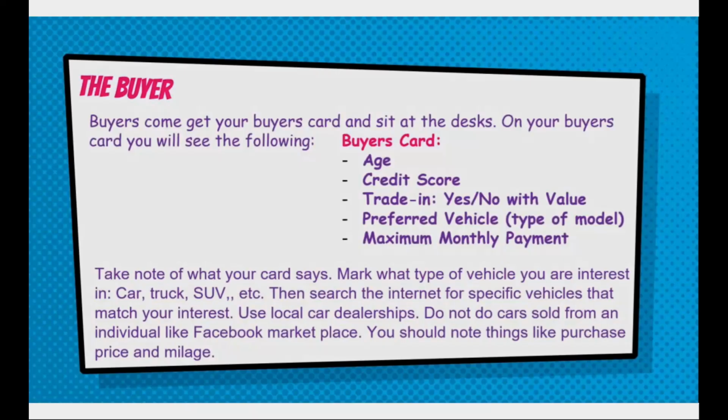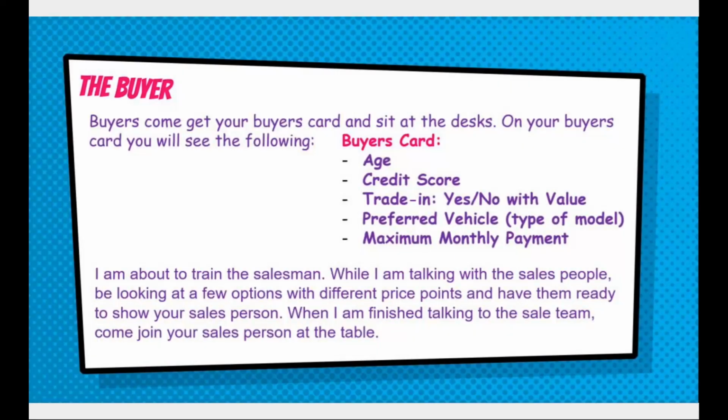Then, after I'm done talking, you're going to get your Chromebooks out. You're going to search the internet for the specific type of vehicle that you want. Use local dealerships like Grapevine Toyota or someplace over here and search those. Don't look at Facebook Marketplace and get some individual buyer or seller. It needs to be from a dealership. And you should note things like purchase price and mileage that you find on there.